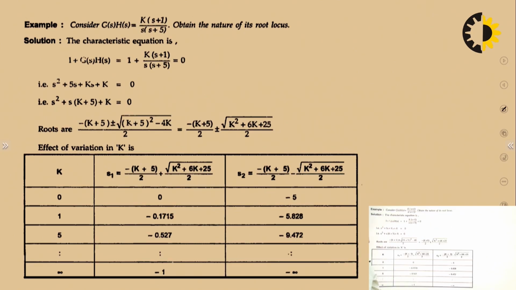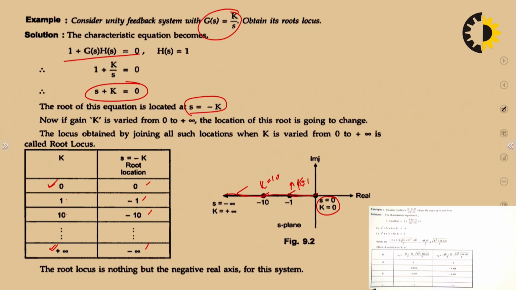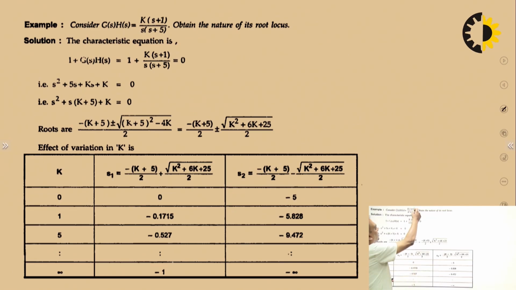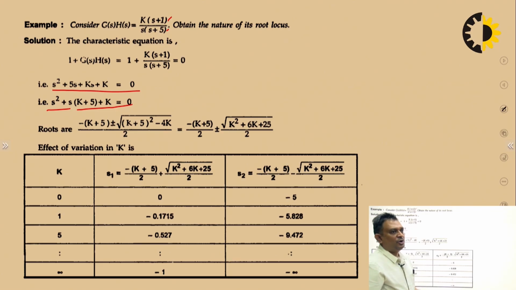Now we will see another problem. We have k times (s plus 1) upon s times (s plus 5). In this particular question we have added one pole and one zero, and we will draw the root locus for this. Again we will write the characteristic equation. This time the characteristic equation becomes s square plus 5s plus k equals 0. It means s square plus s times (k plus 5) plus k equals 0. This equation is a quadratic equation, so there are two roots, or two values of s will be obtained.